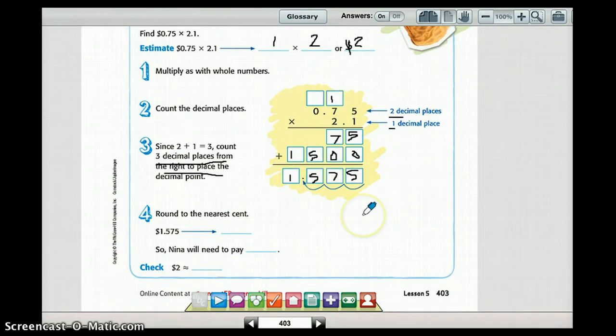575 thousandths. But since it said to round to the nearest cent, because that doesn't make sense in terms of money, we would round this to $1.58, right? Because it tells me to round up. So $1.58. And a great way to check it is to check with our estimate, because if you messed up your decimal, your estimate will tell you if you were close or not. So $1.58 is close to our estimate of $2, so we know that we put our decimal in the right spot. So Nina will need to pay $1.58.